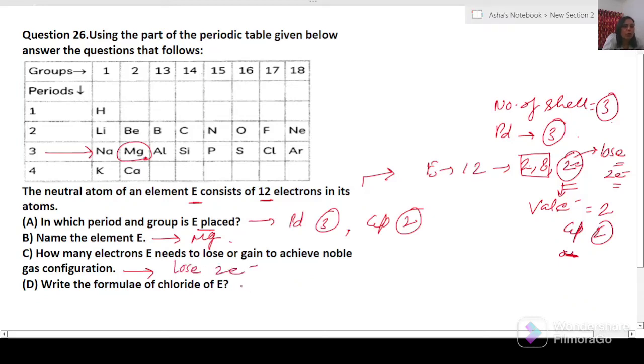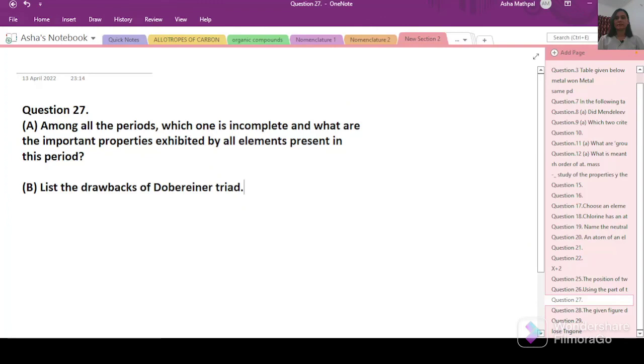Write the formula of chloride of E. So E will combine with Cl. Its valency is 2 and Cl valency is 1, so this 1 will go to E, this 2 will go to Cl, so it will form ECl2. Right. Let us see the next question.